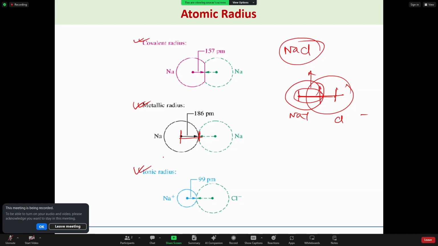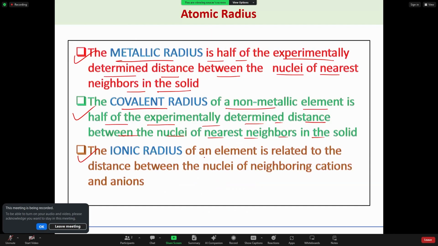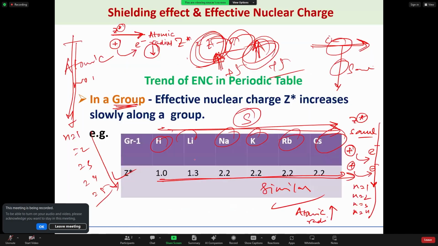And ionic radius means that there are two ions present, sodium plus and Cl minus. One is the cation, one is the anion. So there will be no covalent bond, there will be an ionic bond. This distance is called the ionic radius of sodium, and the ionic radius is 99 pm for sodium. So the ionic radius of an element is related to the distance between the nuclei of the neighboring cations and anions. So this is the ionic radius, this is the covalent radius, and this is the metallic radius.